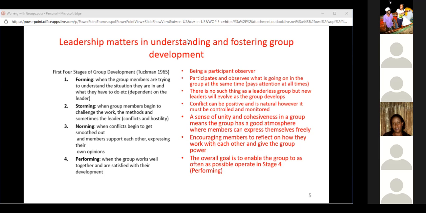And then we see here the third bullet point: there is no such thing as a leaderless group, but new leaders will evolve as the group develops. And this is something that sometimes creates a lot of friction in groups, because sometimes people within a group or people outside of the group looking in do not always understand why this person was the leader, but now I'm seeing this person.